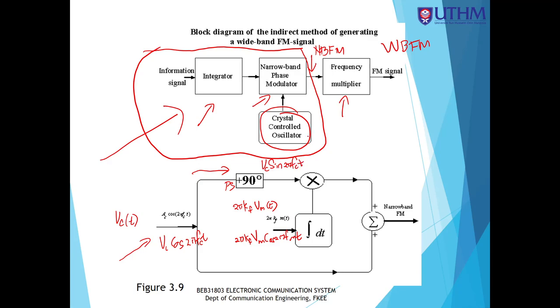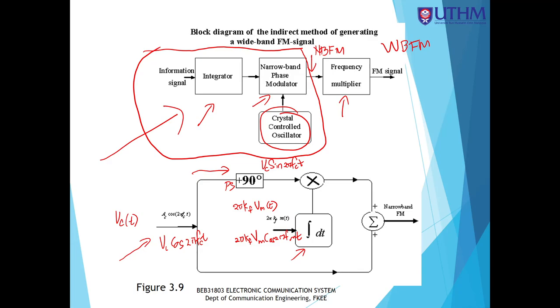Okay, and what about the input? What about the input modulating signal? So after the integration process, you see here, we will do the integral process for the input. What happened is that you will integrate the cosine function, which will produce a positive sine. Okay, kamiran cos akan menghasilkan positive sine.